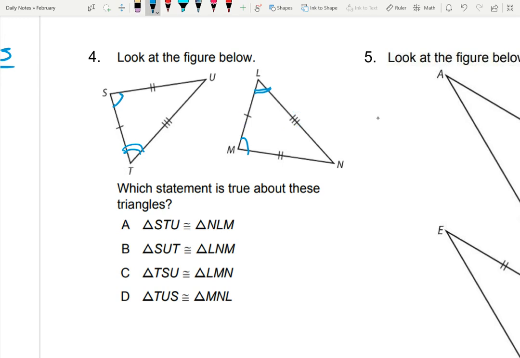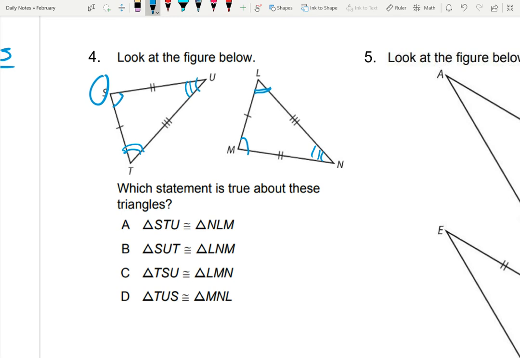So the angle between 1 and 3 tick marks is L. So L corresponds with T. And so that makes U correspond to N, which is the angle that connects the 2 mark and the 3 mark sides. So that is angle U as well. Okay, that's going to help us here because essentially what we're trying to do is make sure that we correspond to everything accurately. So STU is congruent to NLM.